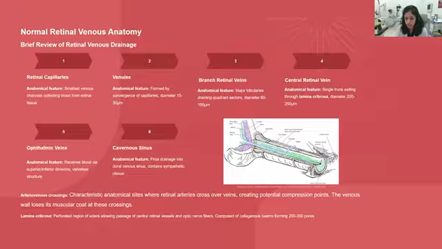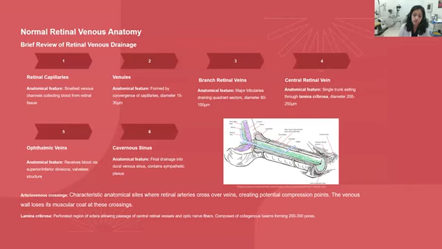You can see the picture below. The central retinal vein and the vessels are surrounded by the lamina cribrosa with a diameter of 200 to 250 microns. And then they go on to the ophthalmic veins and the cavernous sinus. Arteriovenous crossings are very important because they are characteristic anatomical sites where the retinal arteries cross over the retinal veins, and this creates a potential compression point. The venous wall loses its muscular coatings at these crossings.